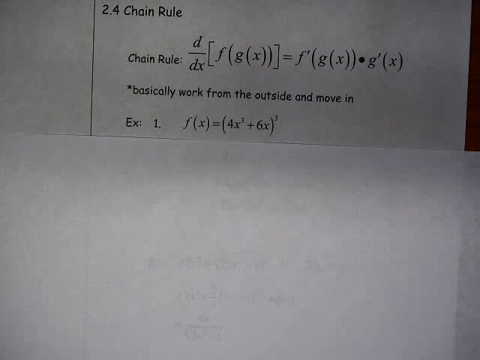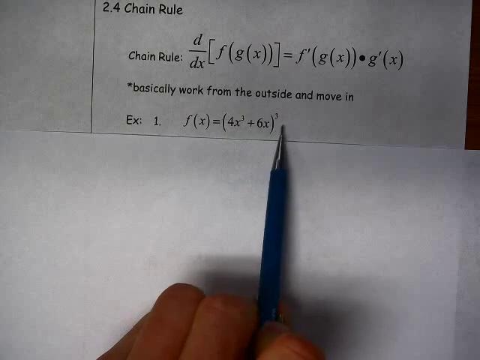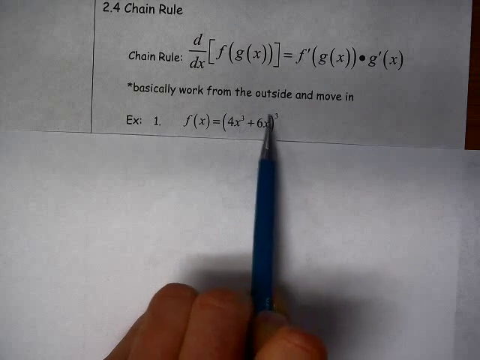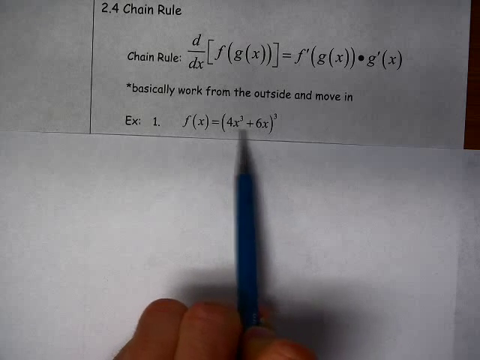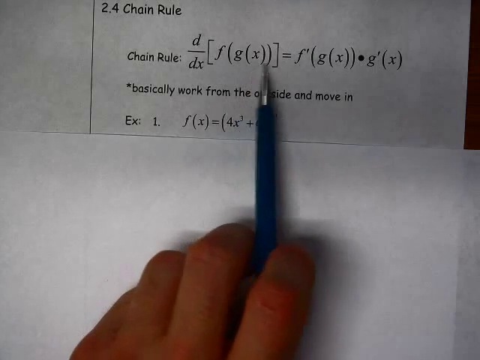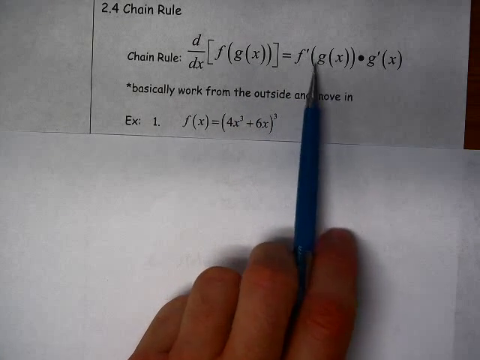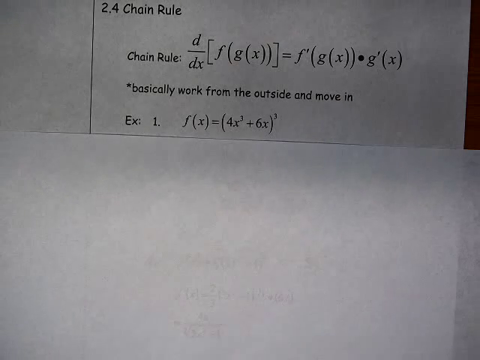looks like this. It's the quantity 4x cubed plus 6x, all cubed. So this is really a composite function because you have something cubed. That's the outer function, and then the inner function is this 4x cubed plus 6x. So in following this pattern above, we have the derivative of the outer part with the inner part unchanged times the derivative of the inner part.